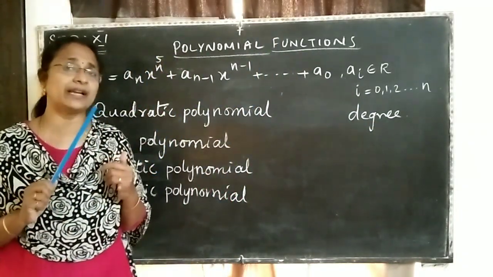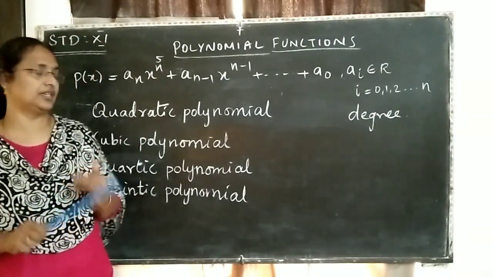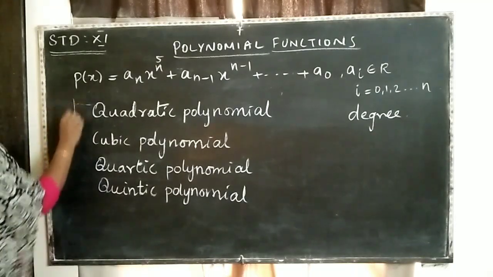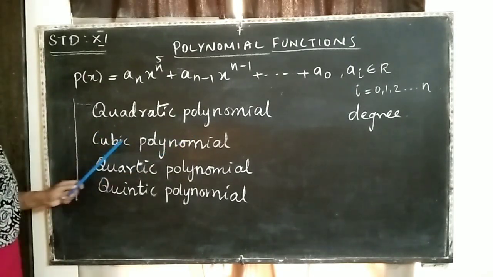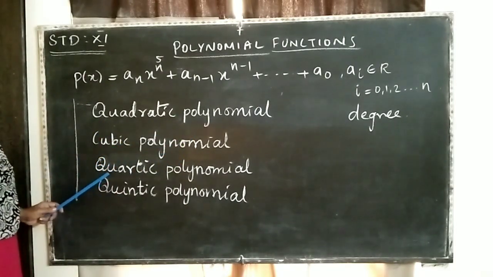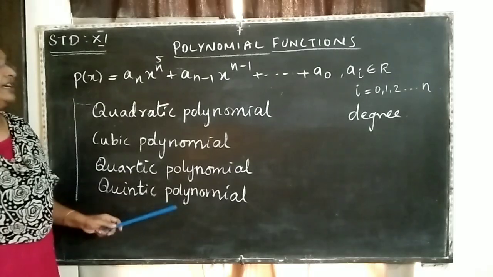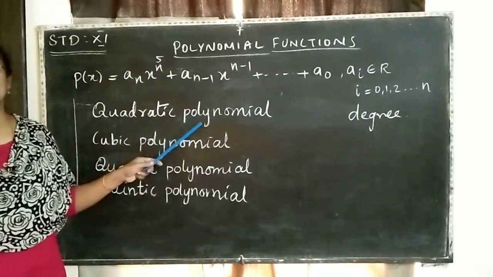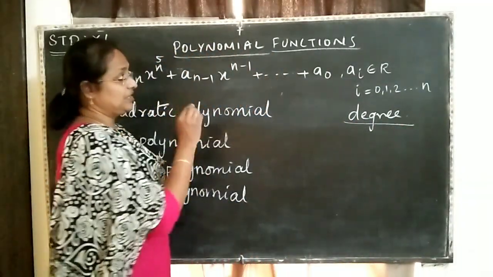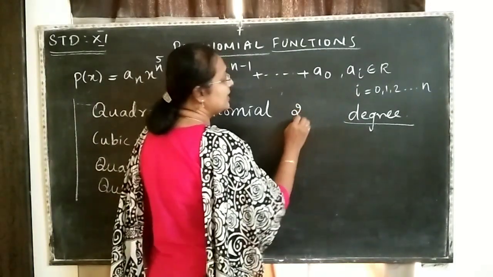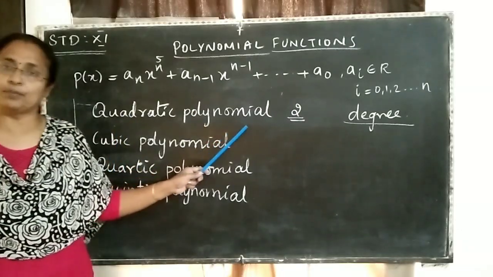So we have learned what is meant by a polynomial function and also what is meant by the degree of the polynomial function. Now we have specifications regarding these polynomial functions. What are they? The first one is quadratic polynomial, second one is cubic polynomial, third one is quartic polynomial, and the fourth one is quintic polynomial. Now look into quadratic polynomial. What is meant by a quadratic polynomial? If the degree of the polynomial function is 2, then it is termed as a quadratic polynomial.